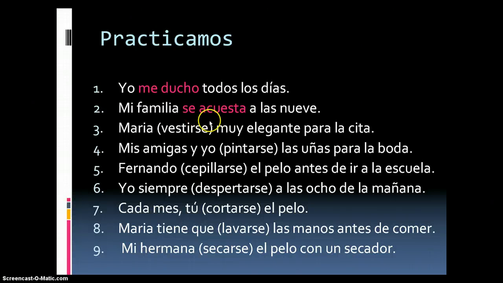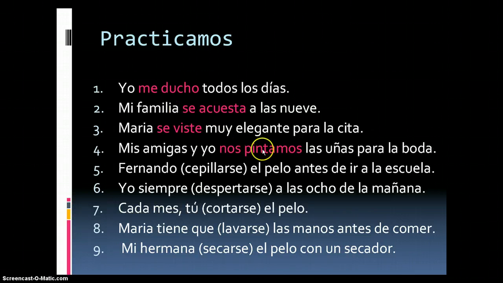Maria se viste. That's a stem changing verb. This is actually also a stem changing verb. Mis amigas y yo nos pintamos las uñas para la boda. And again, you'll remember I talked about this today in class. I'm painting, or we're painting our nails. We don't change las to nuestras. It's going to stay las. It's just the way it works with the reflexive verbs.